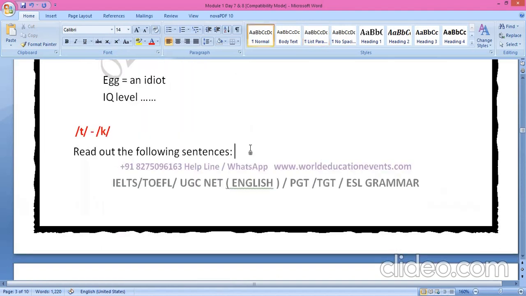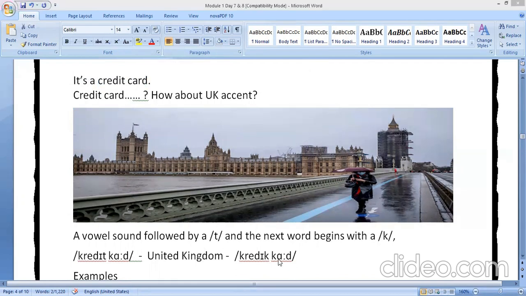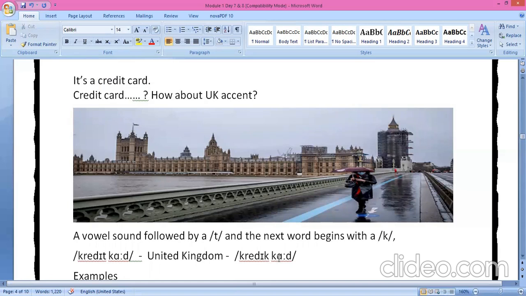Now come to the next one, T and K assimilation sound. It's quite important. So Riddhi, how do you read this one? Credit card. But in the UK, or when I'm talking about fluent English, you have to use assimilation. If T is the last sound of a word, and in the beginning of the next word we have a k sound, you can assimilate here and it will become one word. Credit card. Yeah, here it is. Credit card.